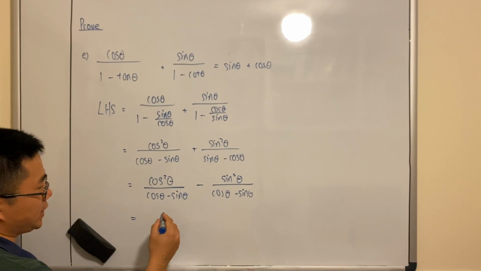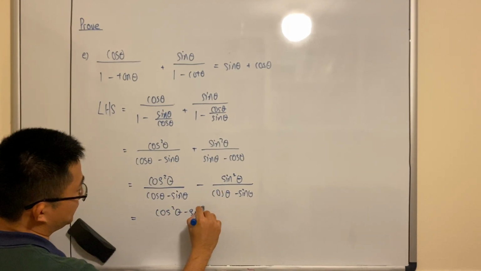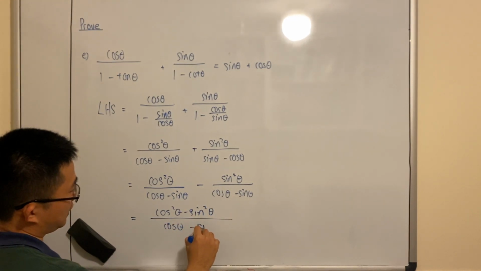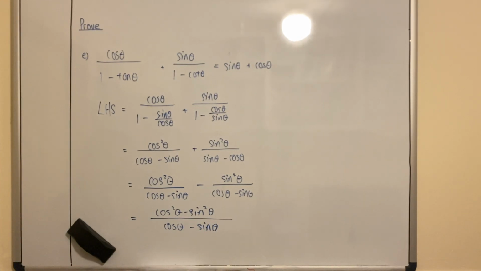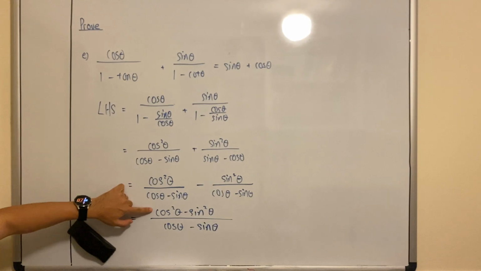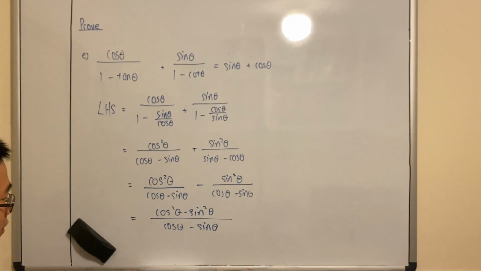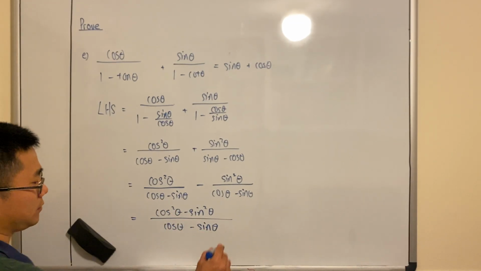All right, looks pretty good. So now we just combine the two fractions. We're going to get cos square theta minus sine square theta over cos theta minus sine theta. Well, still not the answer yet. If you look at the numerator here, it's not cos square theta plus sine square theta. It's cos square theta minus sine square theta. All right, so how do we do that? Well, look at the denominator. They're very similar. So this is what you do.